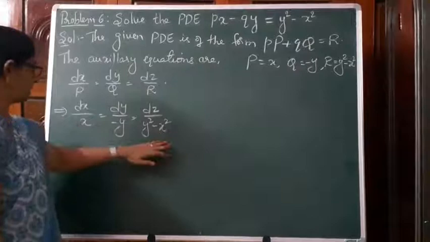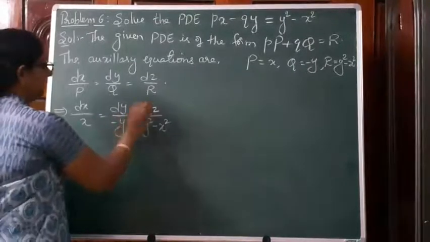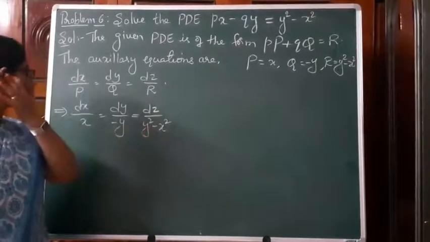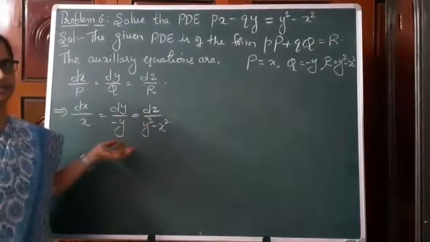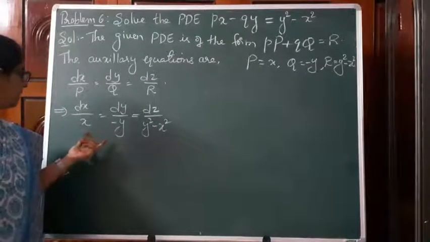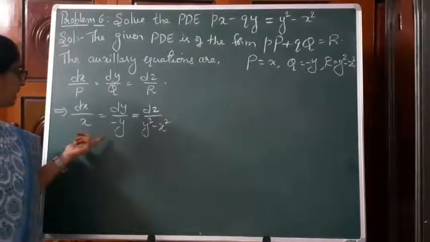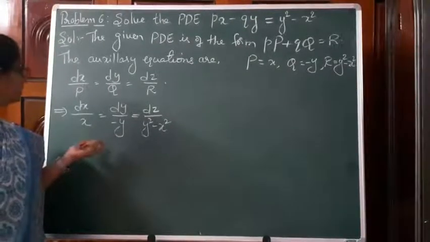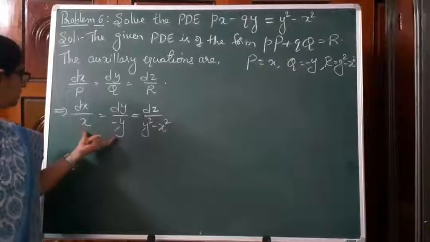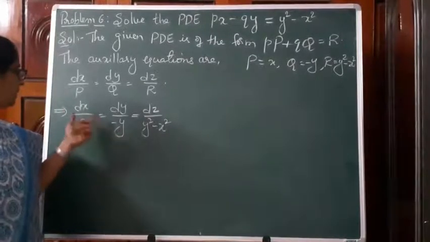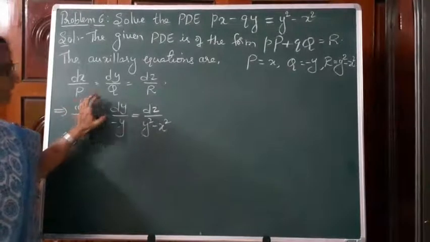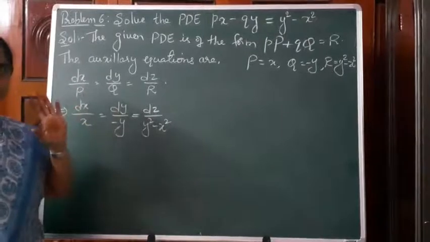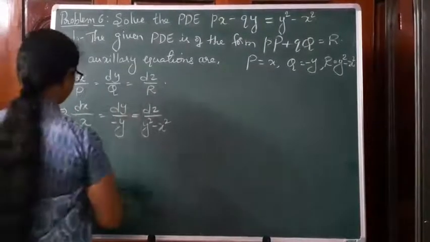Now if you look at these auxiliary equations, we try to find two independent solutions, u(x,y,z) = c1 and v(x,y,z) = c2. Now check whether we can group the terms and directly integrate to find at least one solution. Otherwise we go for the method of multipliers. But we have an option here. It is dx by x is equal to dy by -y, completely x terms on the left hand side and y terms on the right hand side. Therefore we can directly integrate and find at least one solution. Then we search for the second solution again.